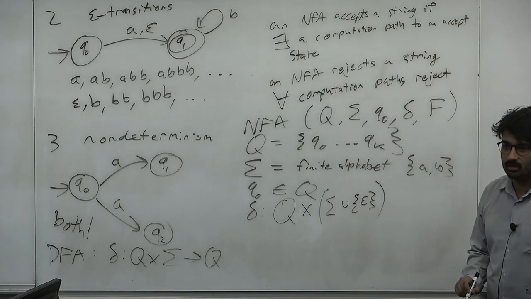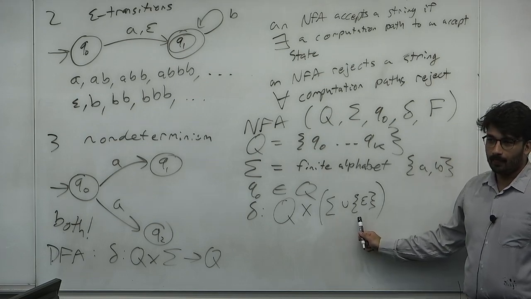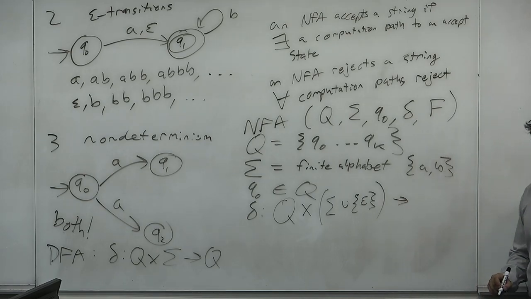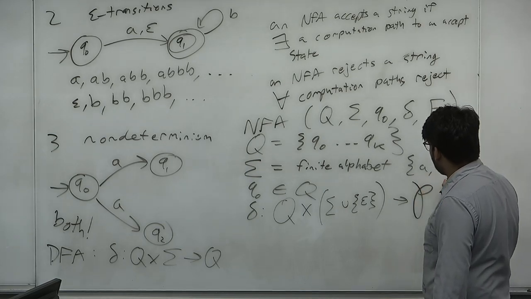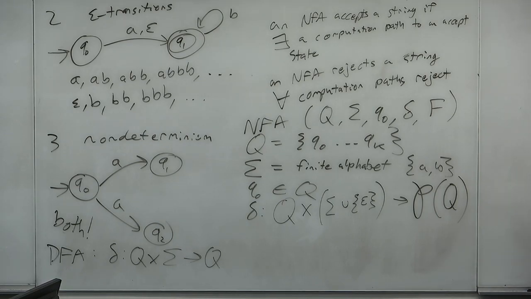Everyone understand what that notation means? We choose a letter of the alphabet or the epsilon symbol, and then we go to what? A set of states. So the codomain is going to be the power set of the set of states. It's defined this way to make sure it's a function and not a relation, right? Every relation can be converted to a function if you convert the codomain to the power set of the previous relation's codomain, right? So that's the transition function for the NFA, the formal definition of the transition function.